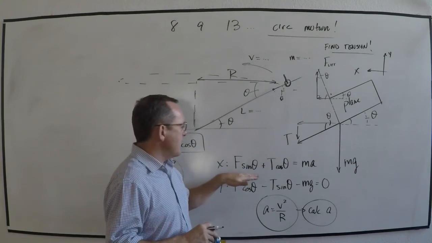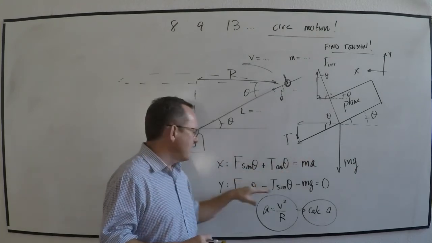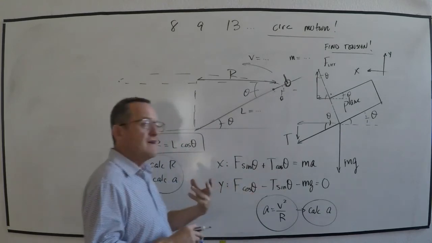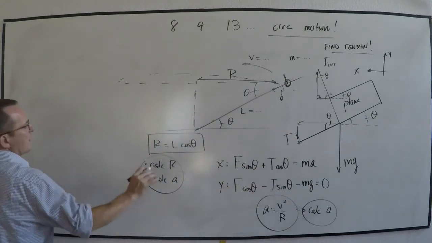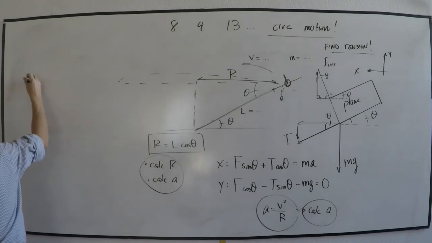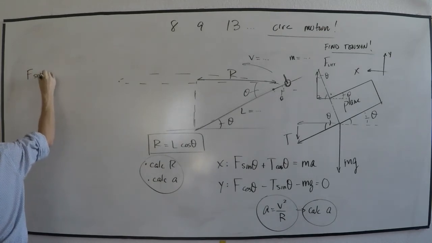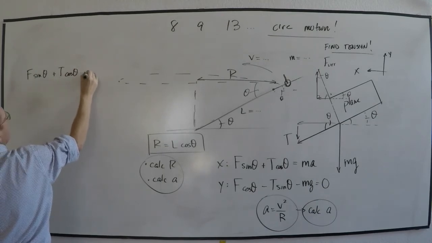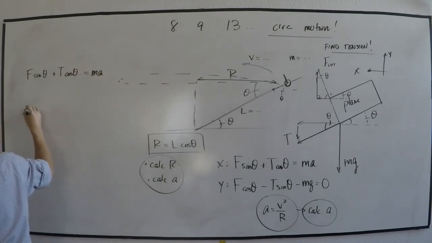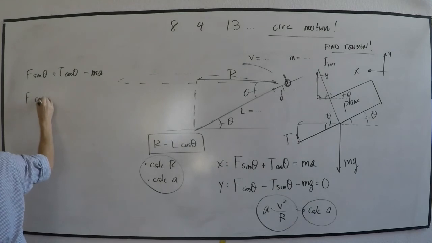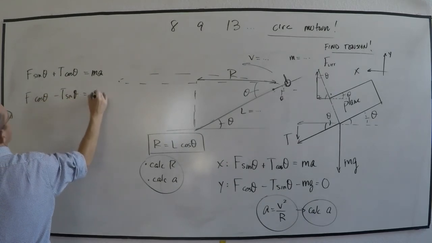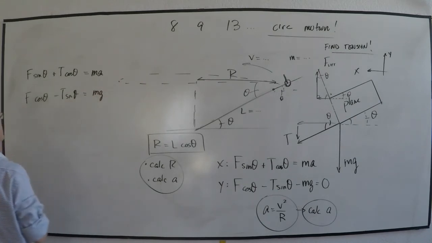But in problem 9, we had sine, sine, we divided by sine. We had cosine, cosine, divided by cosine. Now you've got a sine and a cosine and a cosine and a sine, but it's still very similar. So I'm going to do this. I'm going to have F sine theta plus T cosine theta equals ma. And I'm going to have F cosine theta minus T sine theta equals mg.